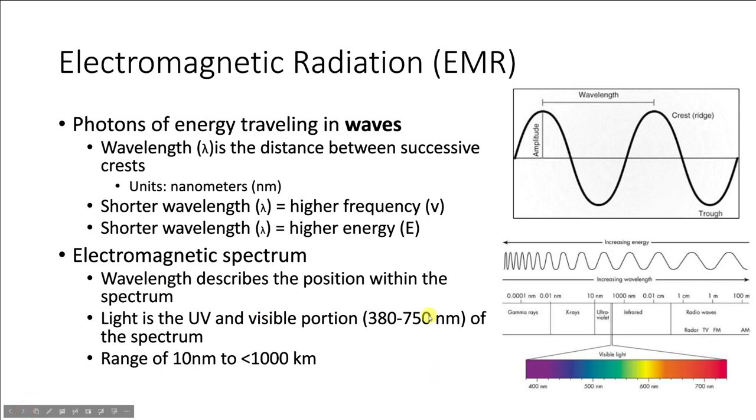So electromagnetic radiation, a very fancy way of saying light. Light is photons traveling in waves. They don't go in a straight line, they don't go in a diagonal, they go in waves. The intensity of that light or the wave or the radiation is determined by the wavelength, or the distance between each crest in a wave, or the highest peak.